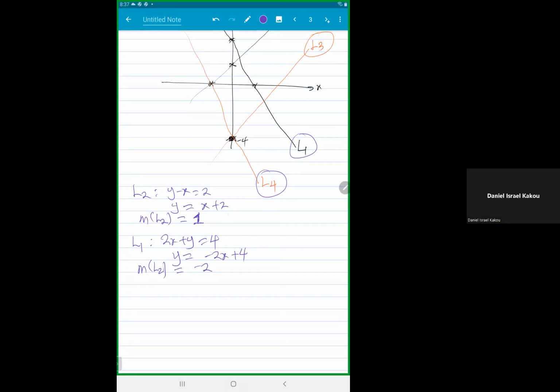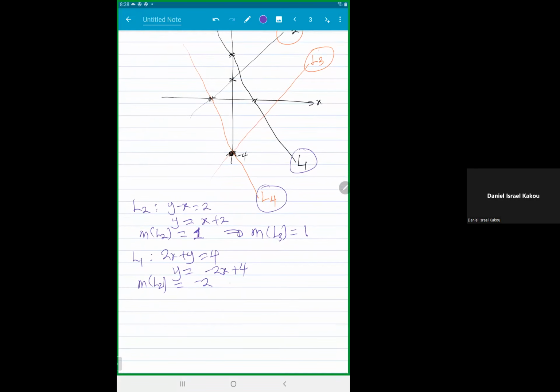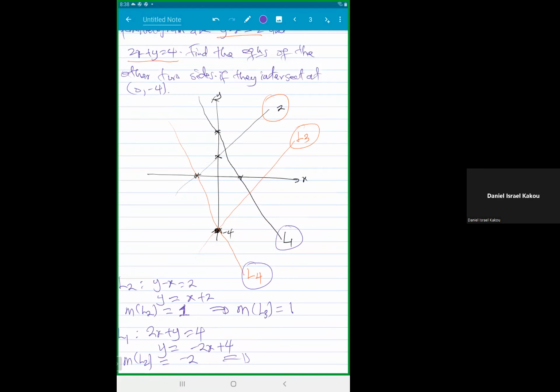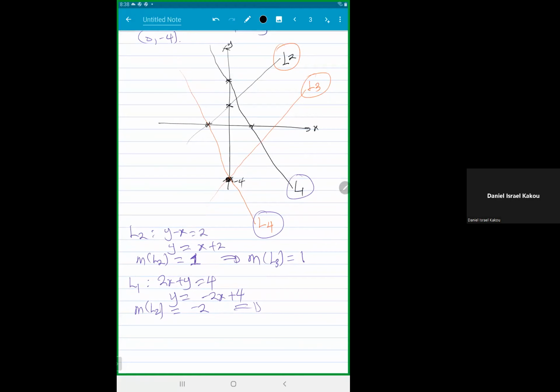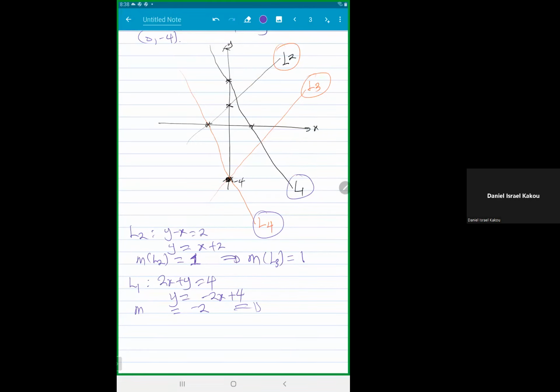Now, remember, L2 is parallel to L3. So it would imply that the gradient of L3 is equal to 1. And the gradient of L2 will imply that, no, what is happening? So this is actually L2. So L2 is here, 1. And the gradient of, so this is supposed to be L1 actually. So this is L1.